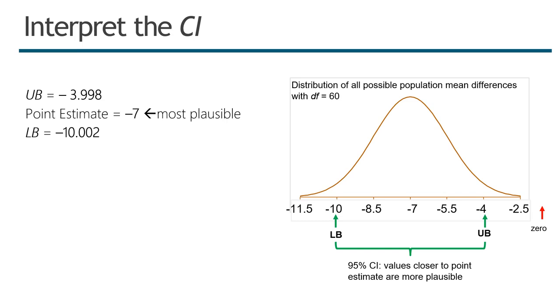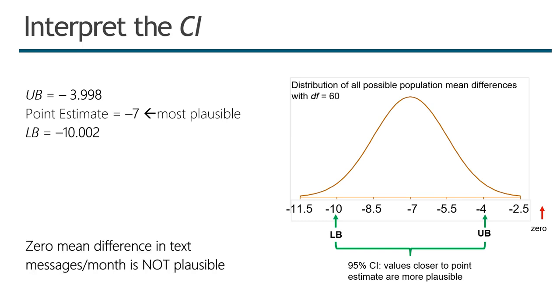Specifically, the lower bound values and the upper bound values bracket the middle 95% of all possible mean differences. So it's not to say that the mean difference couldn't be outside of the lower bounds and the upper bounds. It's just that it's not very likely. We're 95% confident that the actual mean difference in the population is between -10 and -4. The most likely mean difference is the point estimate of -7.